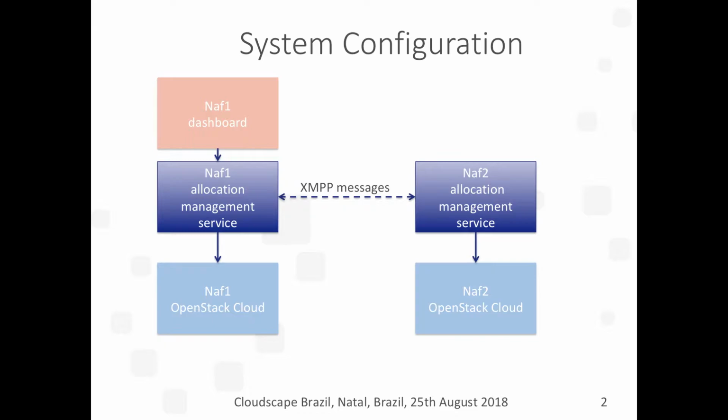In the first site, in addition to the Fogbow allocation management service, I have a dashboard that I'm going to use to issue the commands to create resources in this cloud through Fogbow. When I'm creating resources in the nav1 cloud, the dashboard interacts with the allocation manager that can interact directly with the OpenStack cloud at the nav1 site.